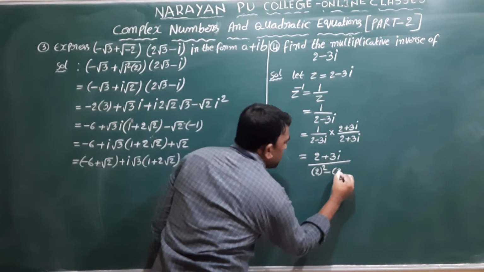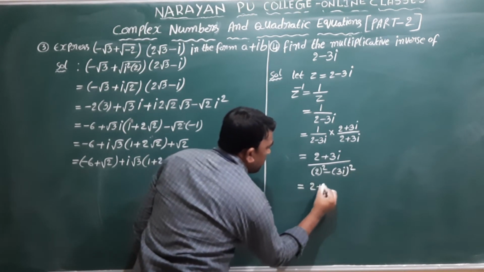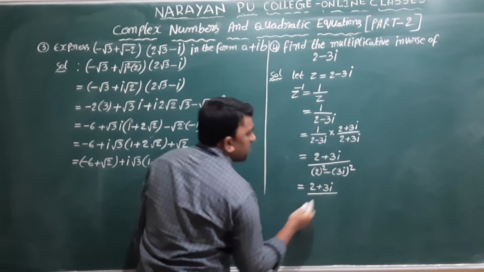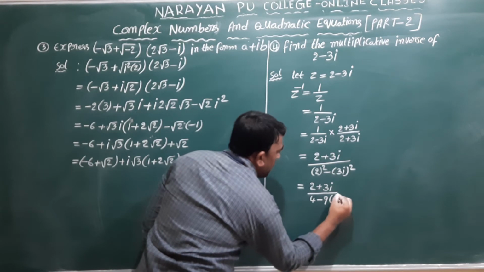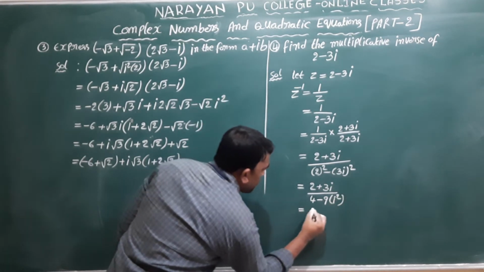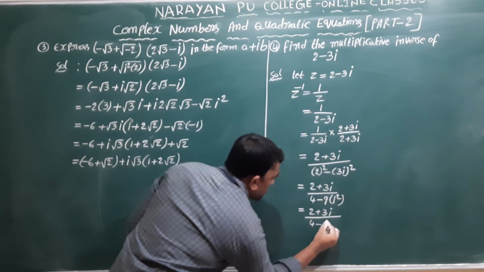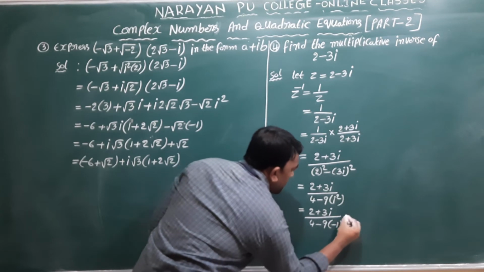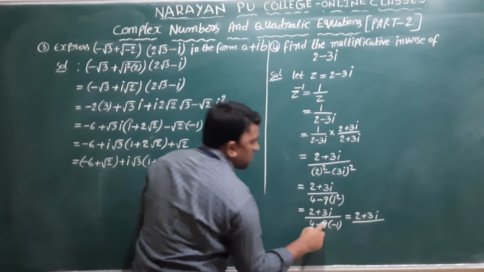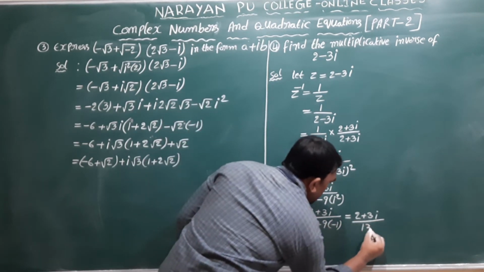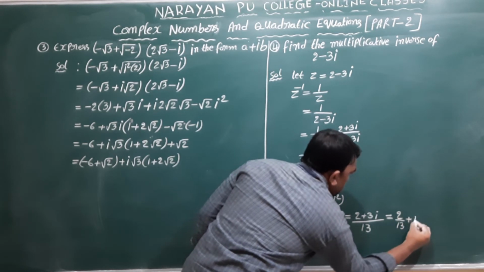2 square minus 3i whole square. So 2 plus 3i divided by 2 square, which is 4, minus 9 into i square. 2 plus 3i divided by 4 minus 9 into i square, and the value of i square is minus 1. Finally 2 plus 3i divided by, minus into minus plus, 4 plus 9, is 13. This we can write as 2 by 13 plus i into 3 by 13.